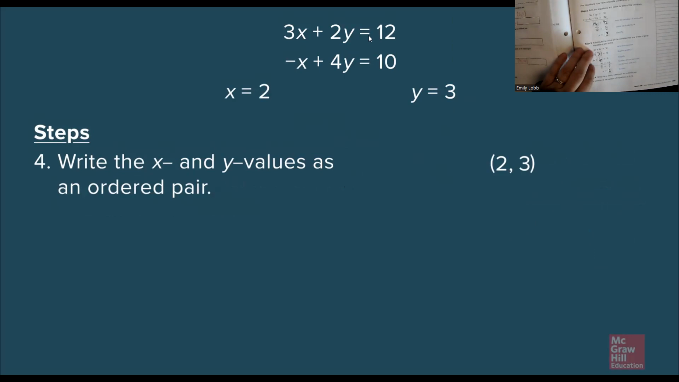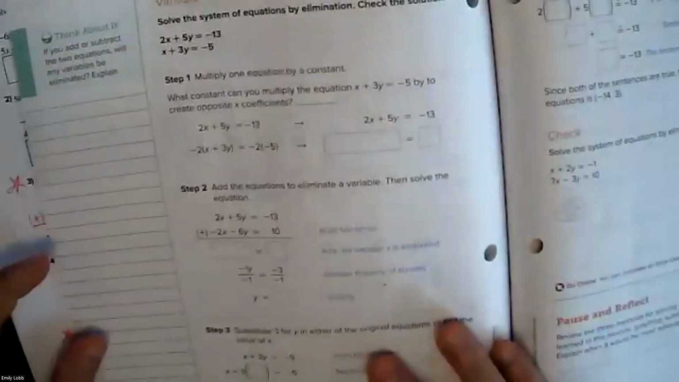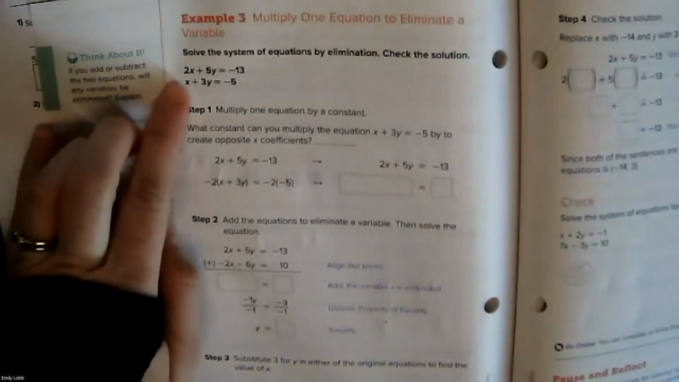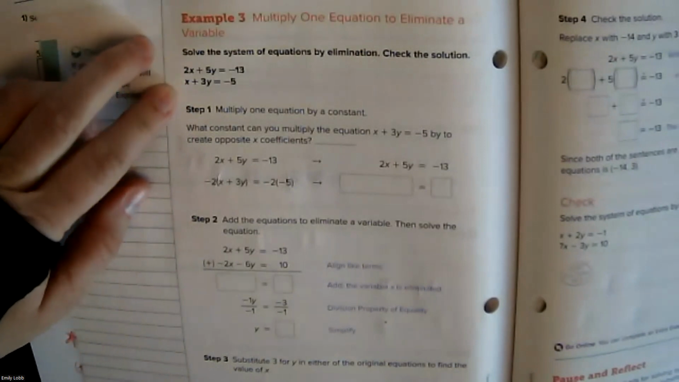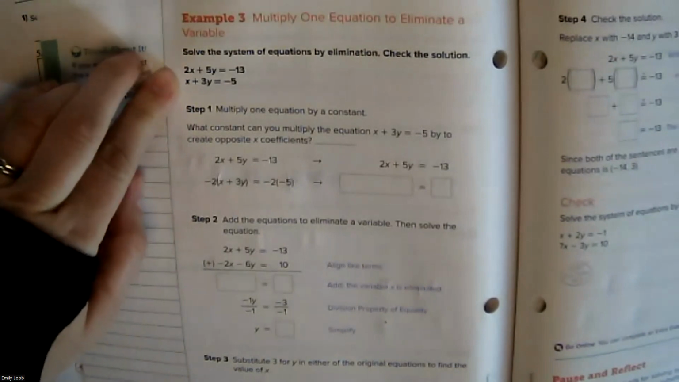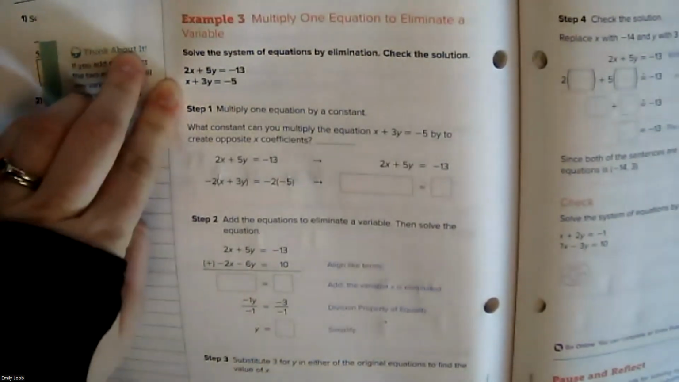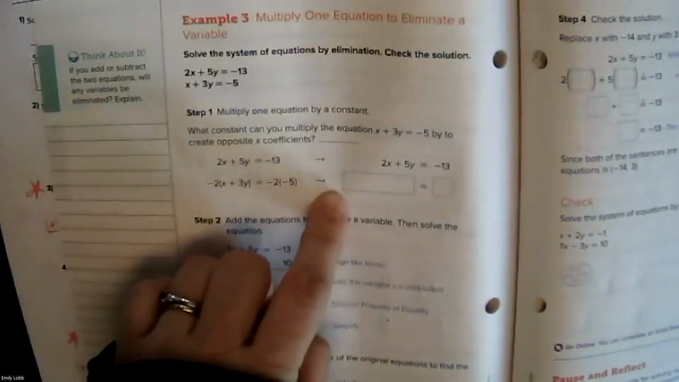All right. So the whole point of that, the whole reason we had to multiply first is so that we could have equal and opposite coefficients. We need opposite coefficients. All right. So they're showing this example 3 on 356. If we want our x's to be able to be canceled out, we have a positive 2, so we need a negative 2. So they're distributing a negative 2 through the entire equation.